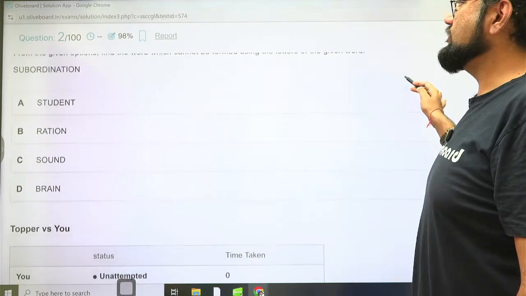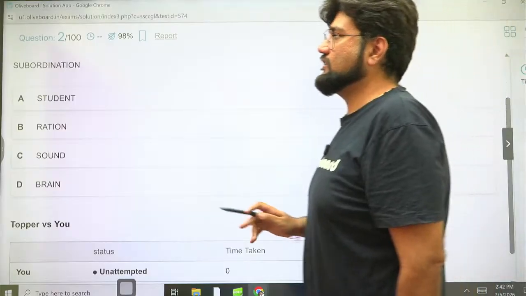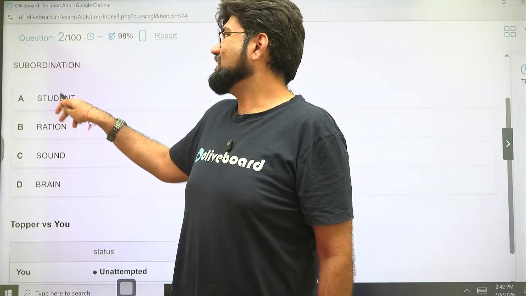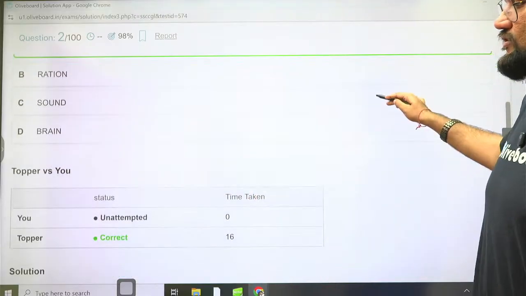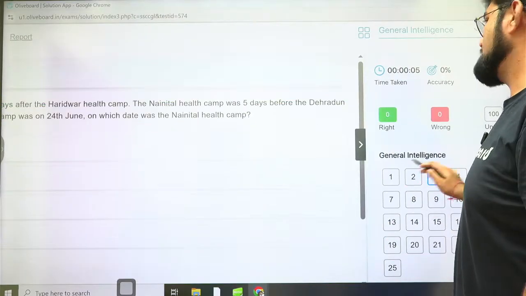Which word cannot be formed using the given word? If you look at the first word itself, the letter E is absent here, so it cannot be formed. Just hunt for the letters which are absent always. 16 seconds. Next.